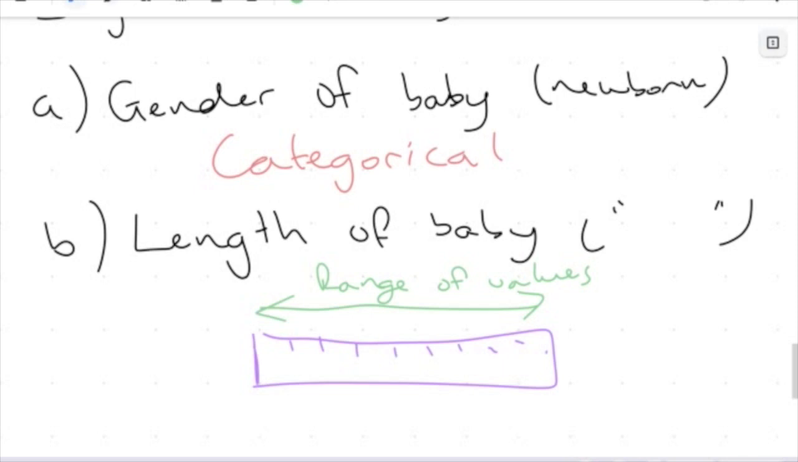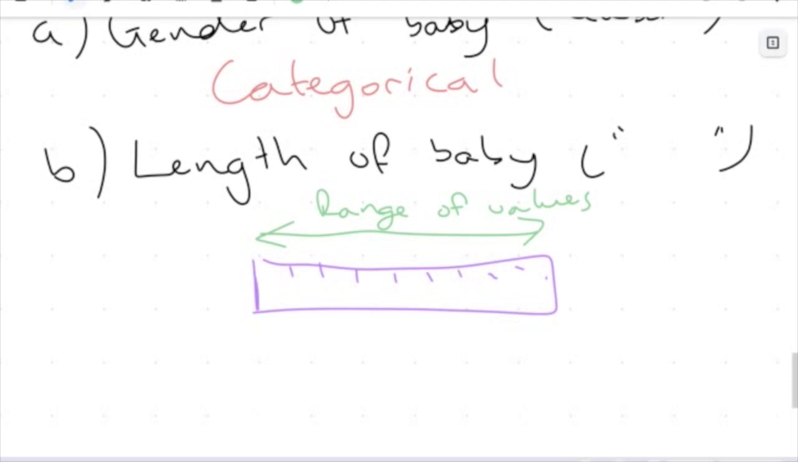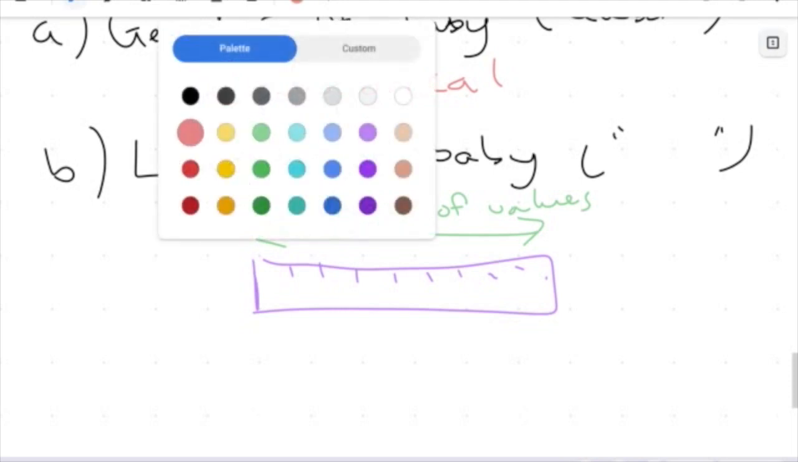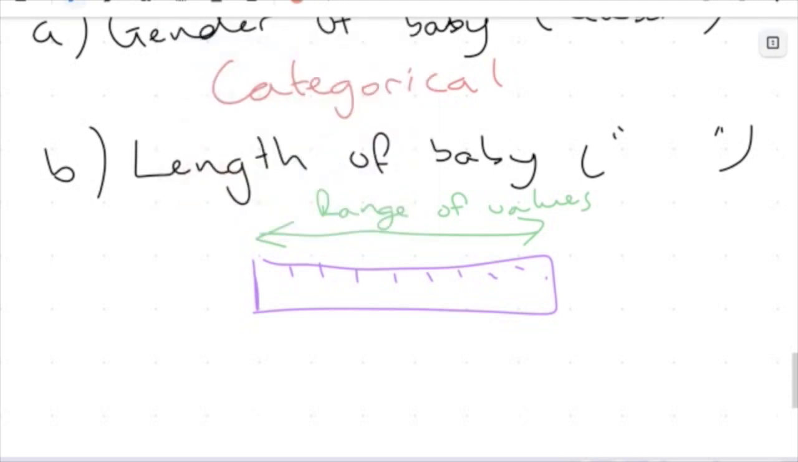So think about this spectrum on a ruler. It is continuous. There are a range of values that fall on this ruler or this tape measure if we were to measure the length of the baby or the height. So the type of data we're dealing with here is continuous numerical data. That's it for classifying variables.